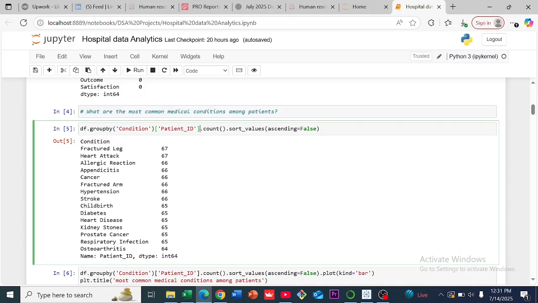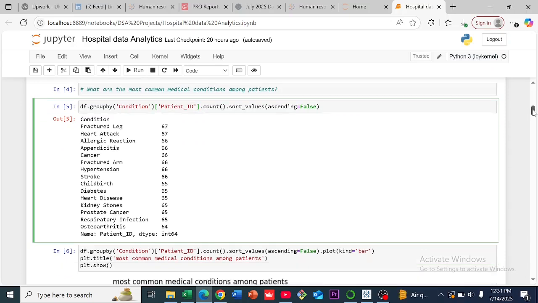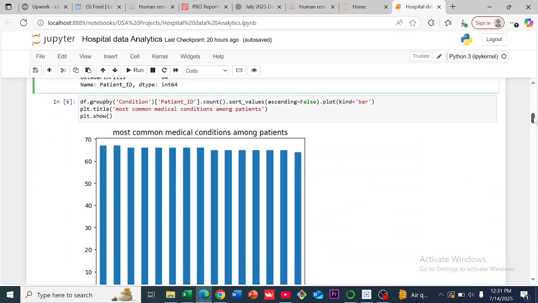Okay, so using this method we've been able to get the most common medical condition among patients, and with this we can say that the most common medical conditions are fractured leg, heart attack, allergic reaction, appendicitis, cancer, or fractured arm. So these are the top 5 most common medical conditions among patients. Next, I'll be creating a chart to get better insight.